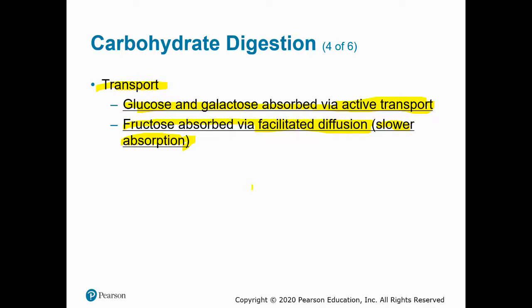But if we have normal amounts of fructose, like occur in corn on the cob or your fruits, then there's only so much fructose to be absorbed, and it's generally not going to cause a problem.